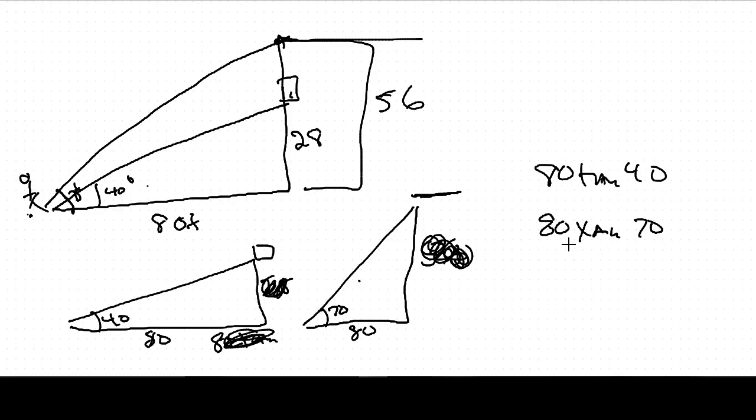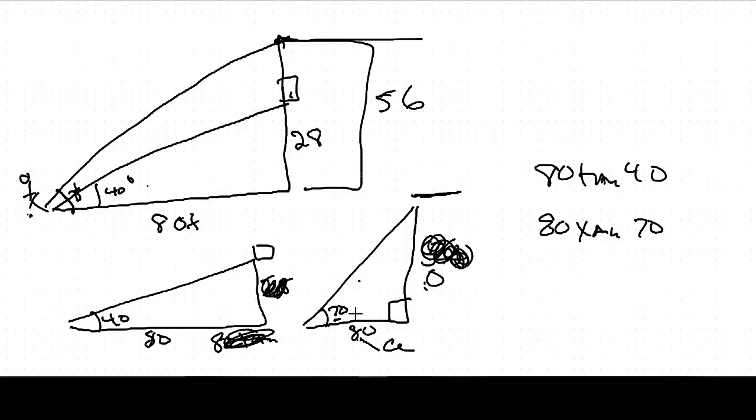Why would it be 80 tangent? Okay. What side of the triangle do I have? The bottom side. Which is what side of the triangle? The adjacent side. What side of the triangle is this? Opposite. What trig function do you use? Tangent. But why would it be 80 and not 70? Like, why wouldn't you do 70 tangent? What is 70? The angle. So where does that go when you're doing tangent?